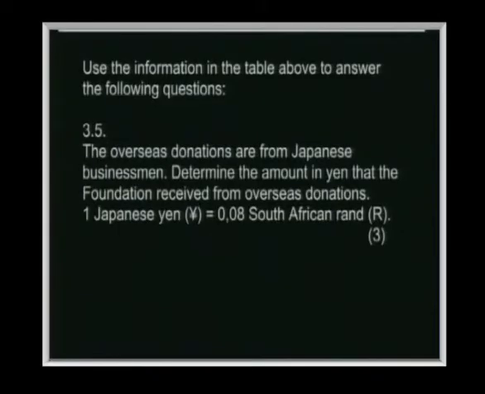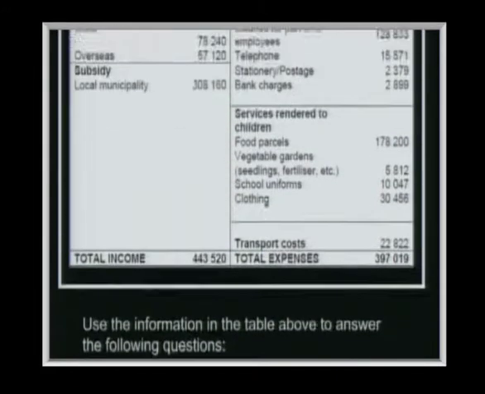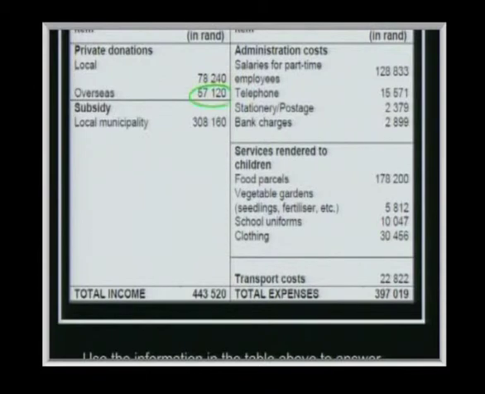Let's move on to question 3.5. The overseas donations are from Japanese businessmen. Determine the amount in yen, so our answer needs to be in yen, that the foundation received from overseas donations if 1 Japanese yen is equal to 0,08 South African rands. Right, so let's have a look at our table, find out how much was actually donated, and we see that it is 57,120 Rand.